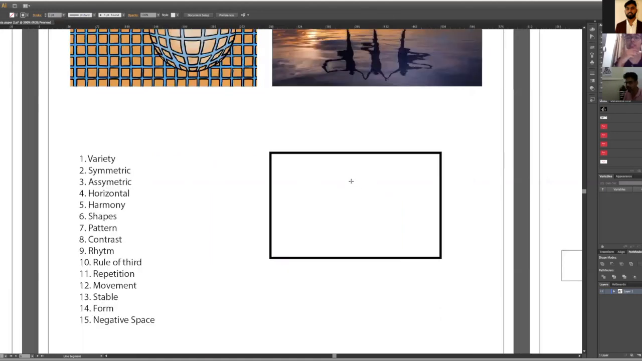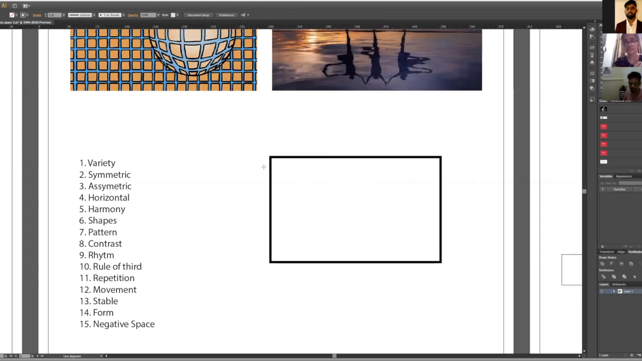Yes, sir. Okay, so rule of third. So let's say this is your screen. This rectangle is nothing but your screen, which could be your TV screen, your DSLR camera screen, or phone screen. So what happens when you divide your screen into three parts?